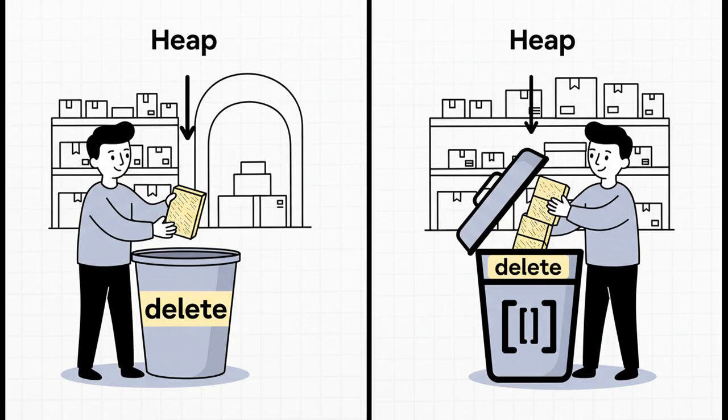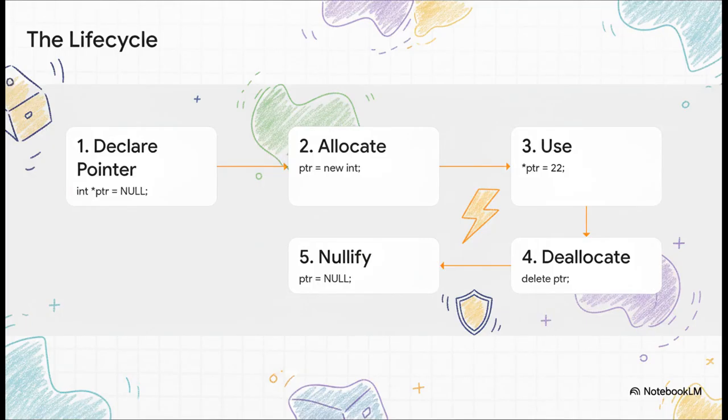And it is so important to use the right version. Just delete for a single item and delete with the square brackets if you made an array. This life cycle right here, you should burn this into your brain. It's the recipe for doing this safely every single time. Declare a pointer, allocate it with new, use the memory, and then, this is critical, deallocate with delete, and finally, nullify the pointer. You follow these steps, you are going to save yourself from so many headaches.